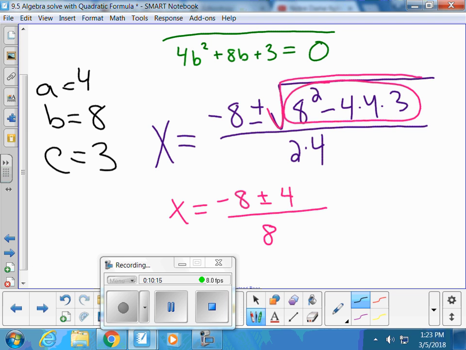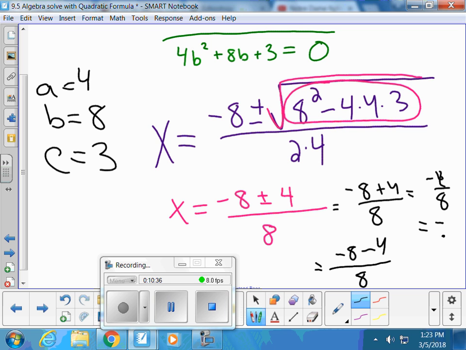And now we get to split this into 2 math problems. Negative 8 plus 4 divided by 8 is our one math problem, and negative 8 minus 4 divided by 8 is the other math problem. So negative 8 plus 4 is negative 4 divided by 8. It's negative 0.5. And then down here, negative 8 minus 4 is negative 12 divided by 8. So what does that end up being? Negative 1.5. There's your 2 answers. You can put the word "and" in between them.